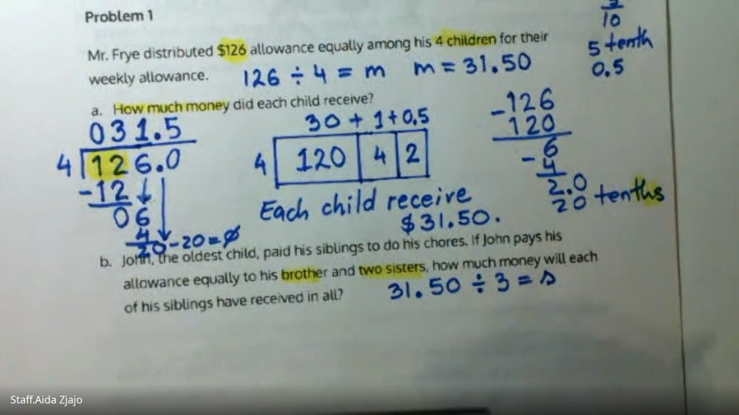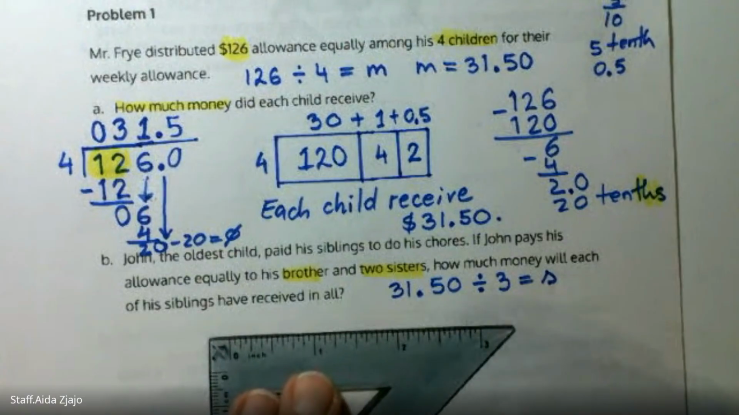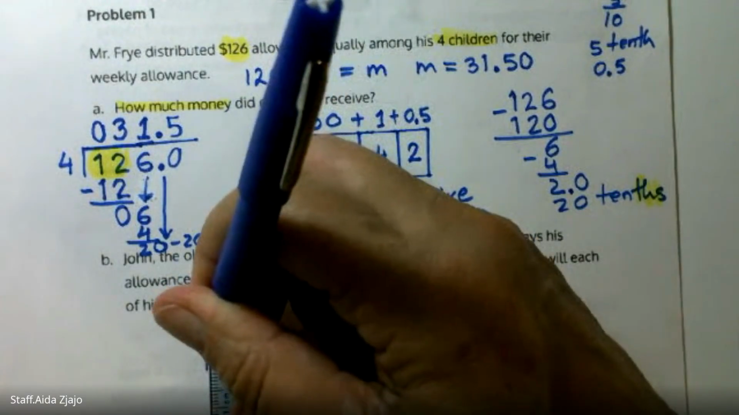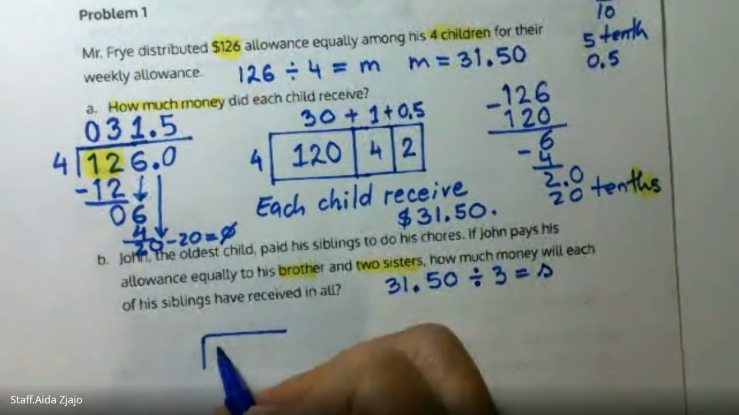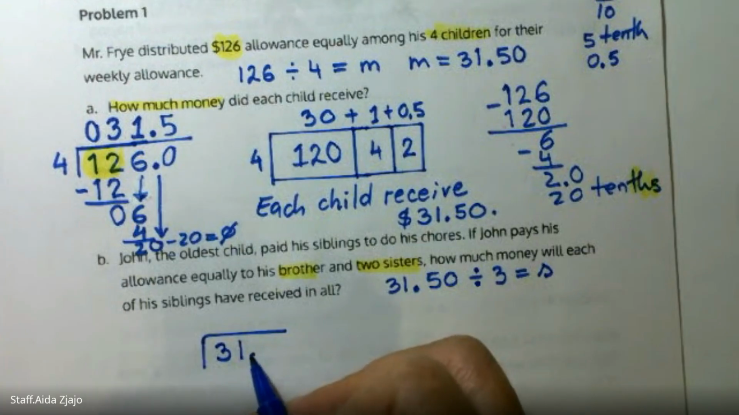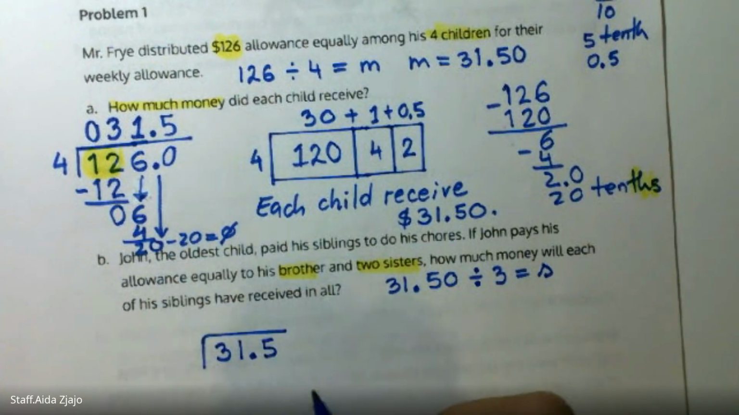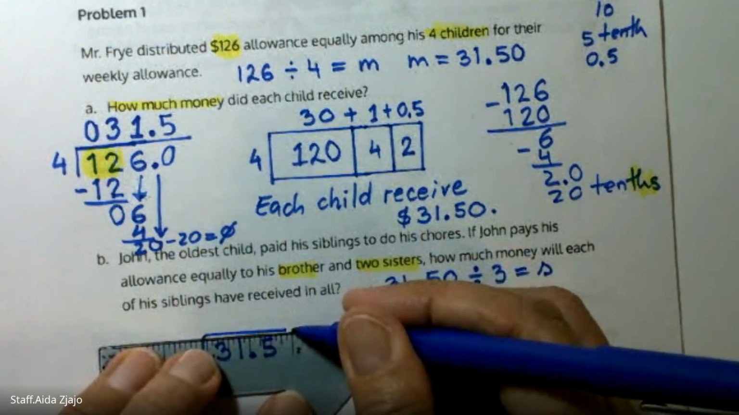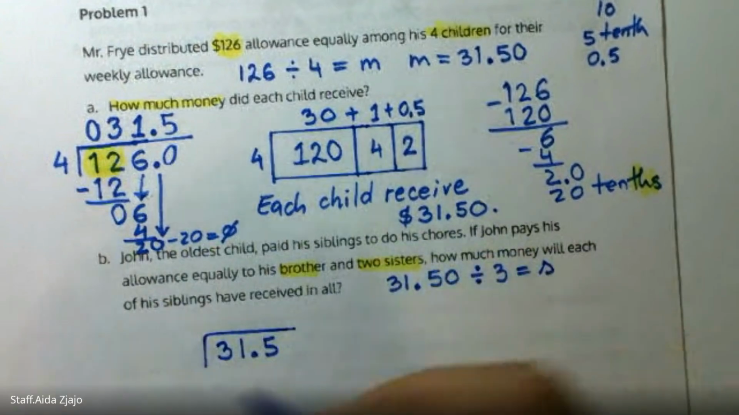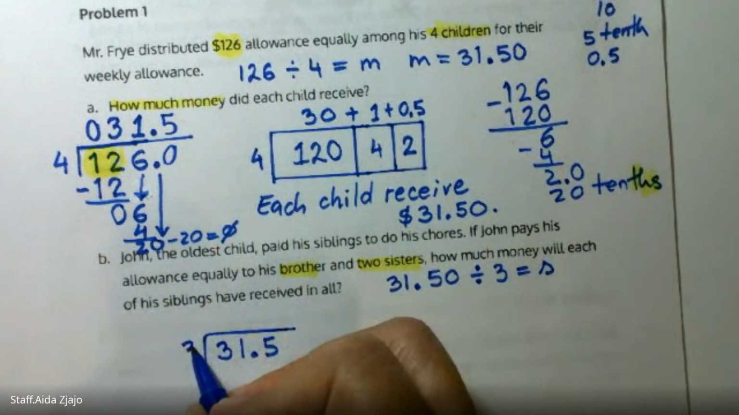So let me make room here to see if I can do the standard algorithm. So 31 and 5. I'm going to do it like, first divided into 3.